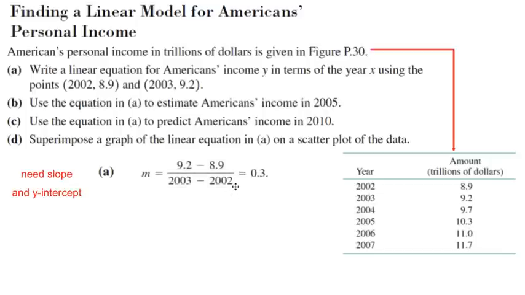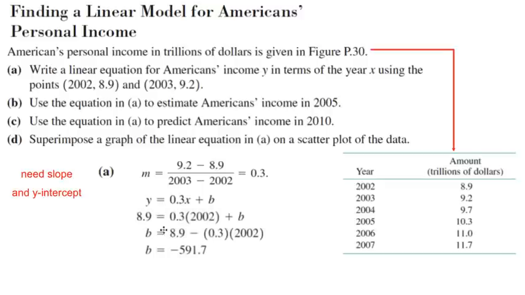So remember, it's the rise over the run. It's the change in y over the change in x, and y is the income and x is the years. Time is the independent variable. So that works out to be 0.3, so that's our slope. Then what we need to do is pick one of those two data points, and plug that into our point slope formula, or excuse me, our slope intercept. So we're just going to choose the first one.